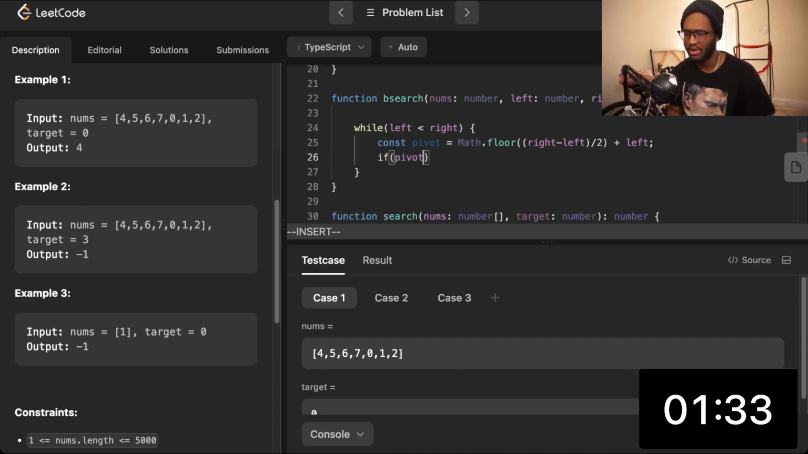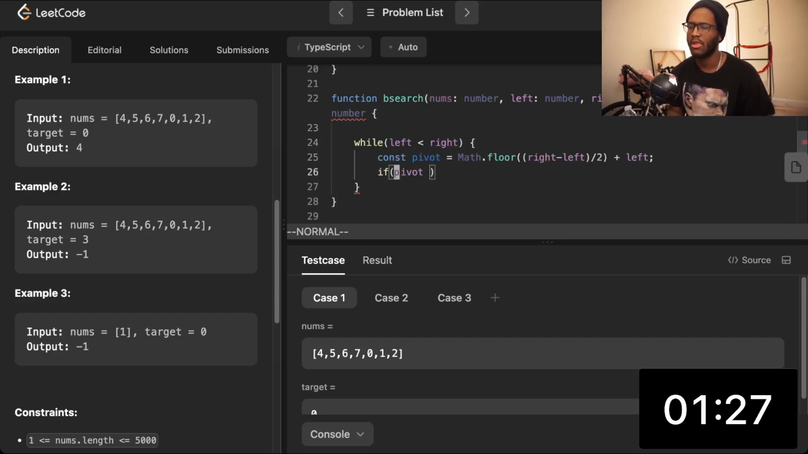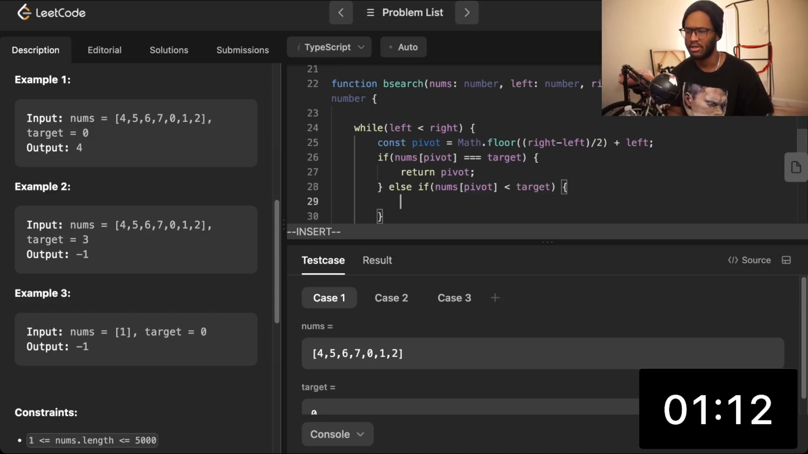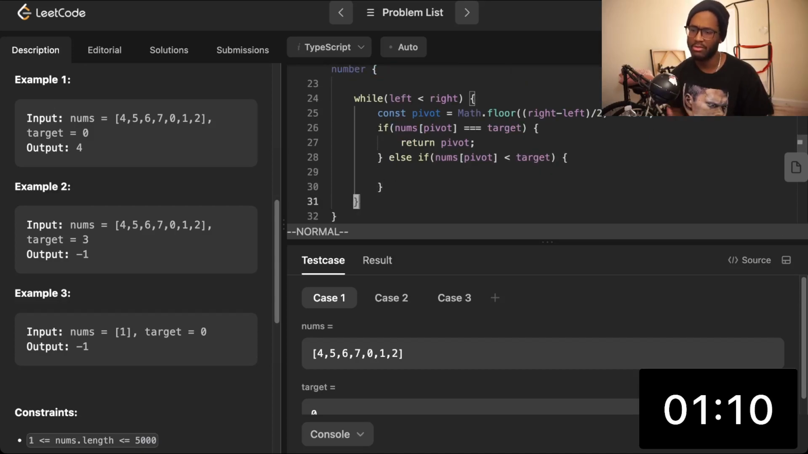Say if, oh, and we're actually looking for a target too. I will say if num sub pivot equals target, right, return pivot. Else if num sub pivot less than target, then we can say left is equal to pivot plus 1.